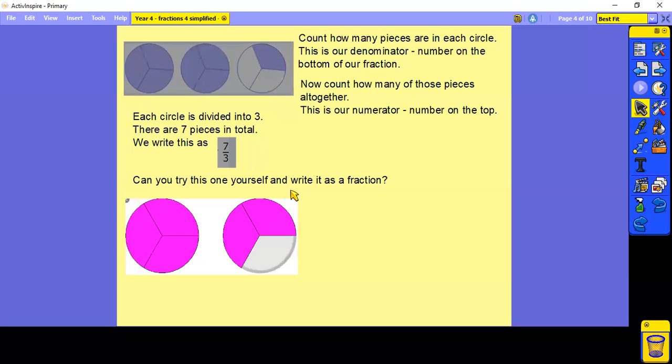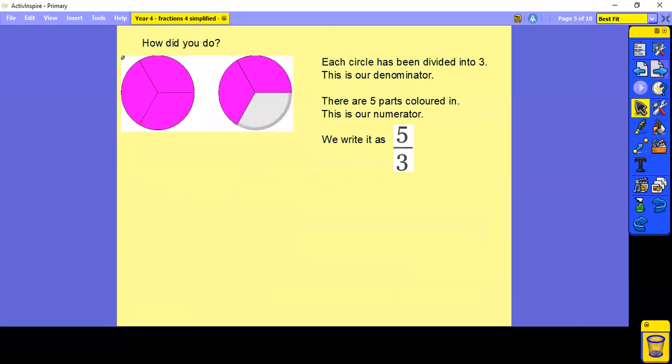Can you try this one yourself and write it as a fraction? Pause whilst you have a try. So how did you do? So we can see here that each circle has been divided into 3. So this is our denominator. There are 5 parts coloured in. This is our numerator. So we write it as 5/3.